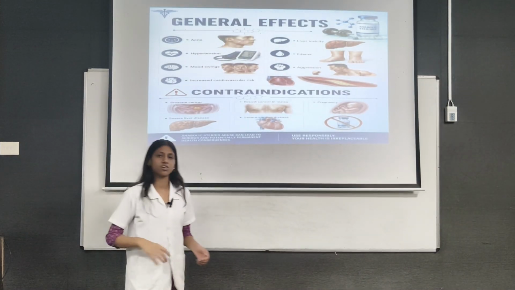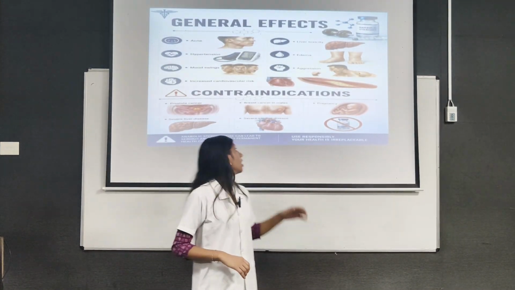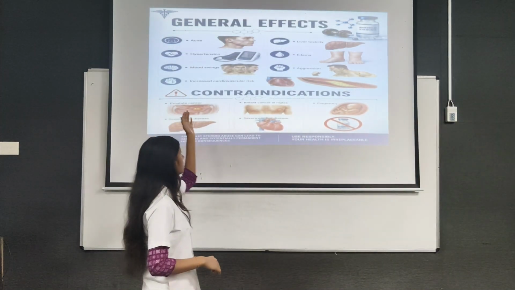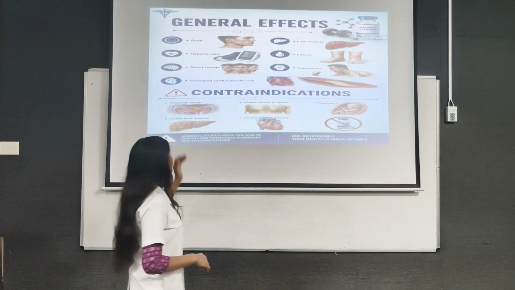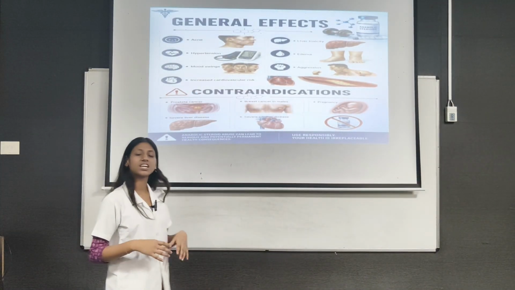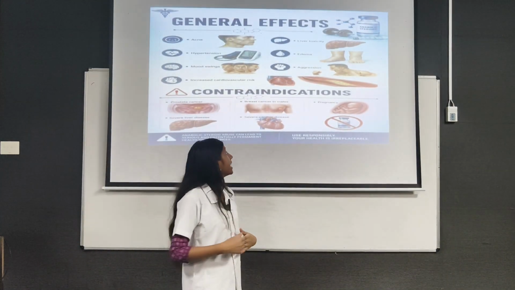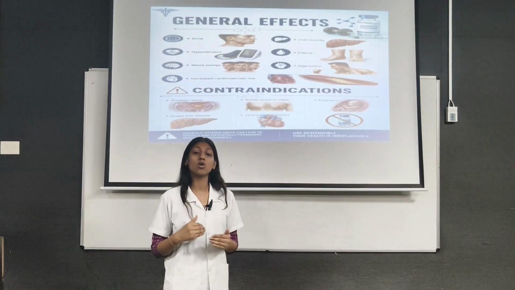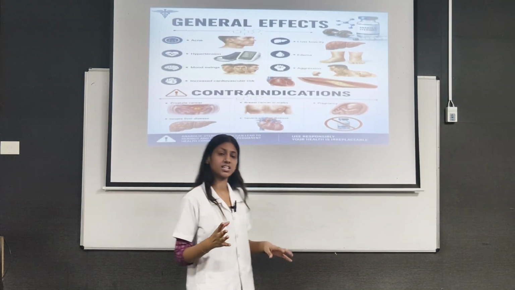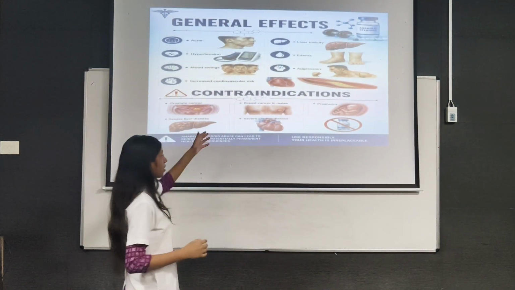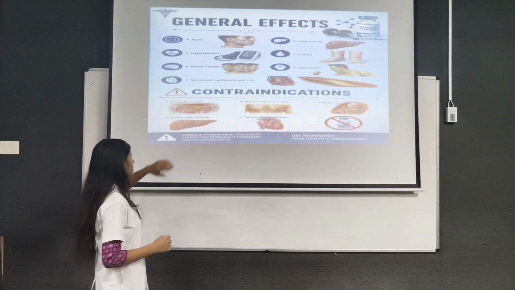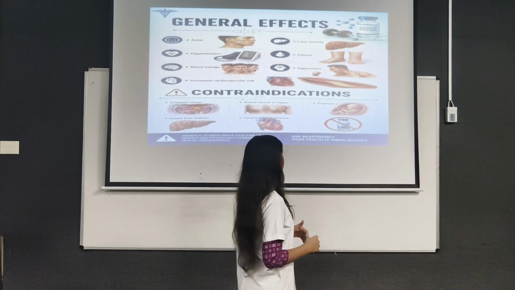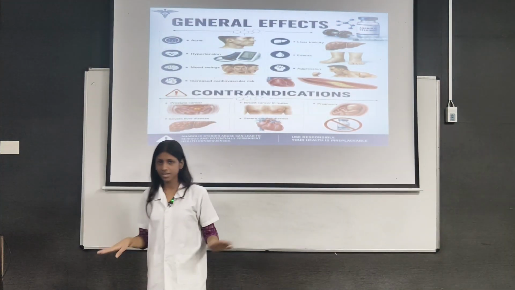Now we'll see the general effects of anabolic steroids, which are development of acne, hypertension, severe mood swings, increased cardiovascular risk, increased aggression, edema, and liver toxicity. If this is taken in more amount than needed, then it can cause liver toxicity. The contraindications are prostate cancer, severe liver disease, breast cancer in males, severe cardiac disease, and pregnancy. It is avoided in pregnancy.